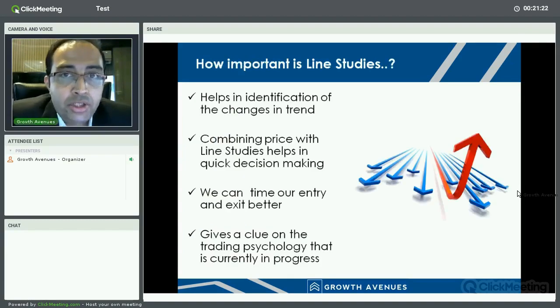So what does line study help you with, and how important are line studies? Line studies help you identify the trend change. It tells you how you can combine it with other sets of tools. Like you can combine line study with some indicators. You can combine line study with some other sets of studies, and you can time your entry and exit better, and always be ahead of your curve. So for identification of such opportunities, one should be aware of the concept of trends. One should be aware of the concept of pivots, and that's what this webinar is all about.